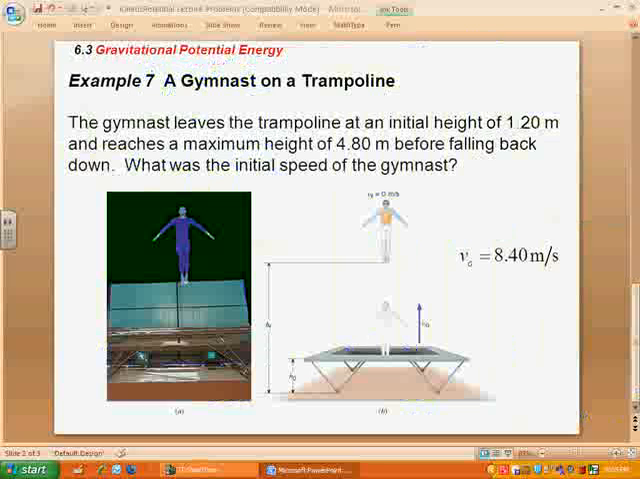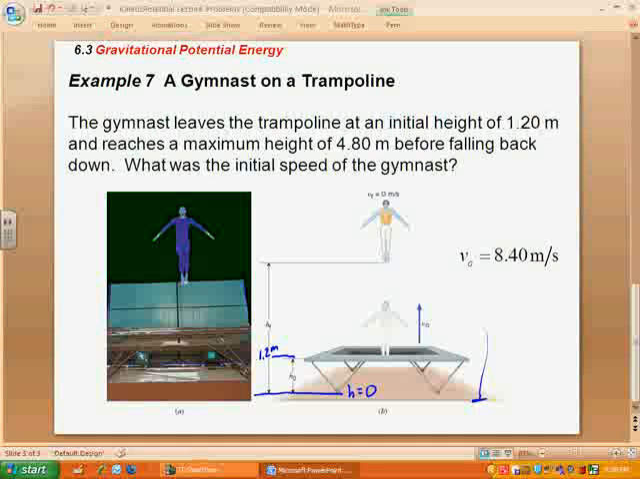Okay? So, whatever's fine. But in this case, it does tell us that the maximum height is 4.8 meters. Now you can see from the drawing that that's 4.8 meters from the ground. So that further shows that they are using the ground as being their h equals 0. Now it's asking for the initial speed of the gymnast. So let's go ahead.